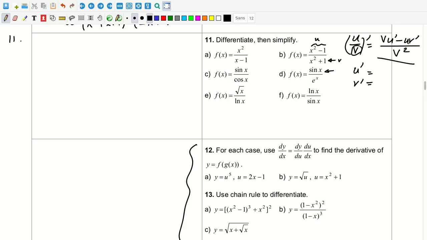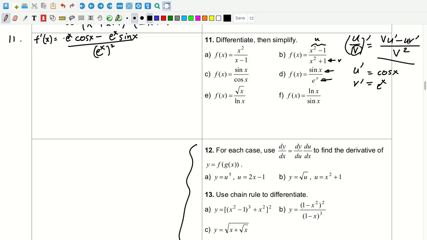Okay, in this case, u is sine x, v is e to the x. Now the derivative of e to the x is just e to the x. Remember that. The derivative of sine x is cos x. So let's do this derivative. F prime of x equals e to the x cos x minus e to the x sine x, all over e to the x squared.